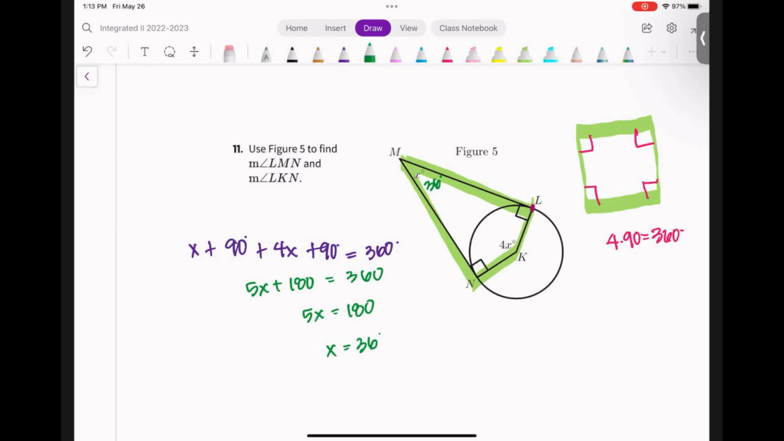So now I have to find this guy. How do I find this angle over here? How do I find angle NKL? What would I do to find NKL? Yes, perfect. So go ahead and do that and tell me what you got as NKL. Very good, Nathan. Very good, Allison.